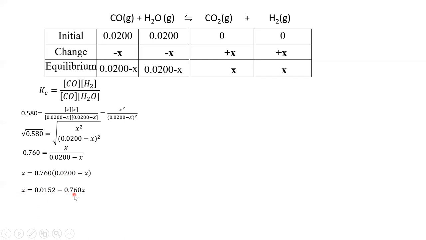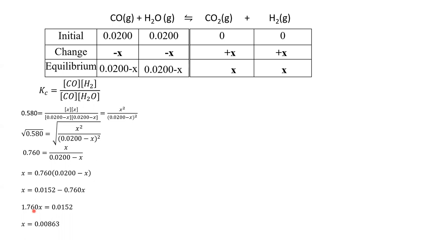0.0152 minus 0.760X. Now we've got X on the left-hand side of the equation, and we have X on the right-hand side of the equation. So now we want to get X on the same side. We're going to add 0.760X to both sides of the equation. And then to solve for X, we're going to divide both sides by 1.760, and that would give us X.